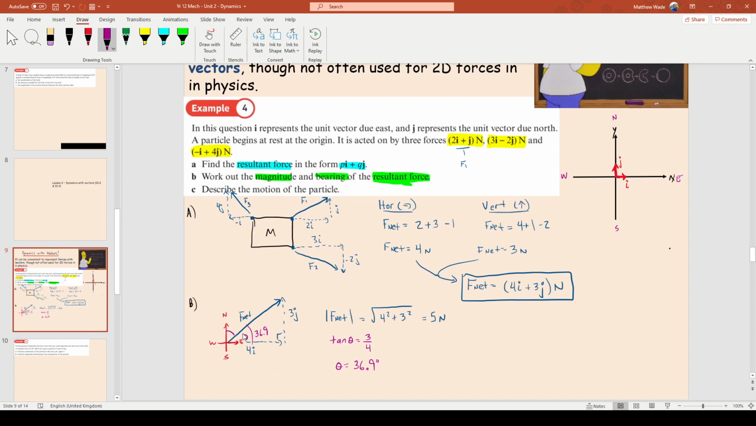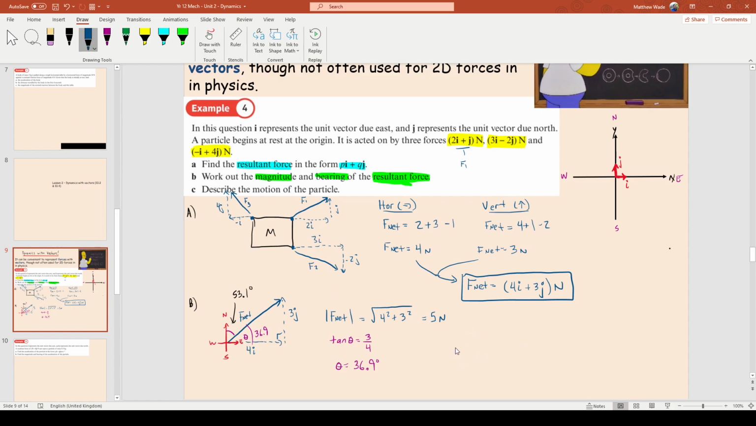So this is 36.9. Now, that's not the bearing because this part's the bearing that goes down this way. That there is the bearing. So you're just going to go 90, take answer, and you're going to get that it's 53.1 degrees, okay? So for the final answer on this, you just have to combine these two things together.